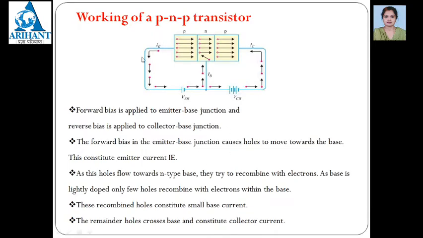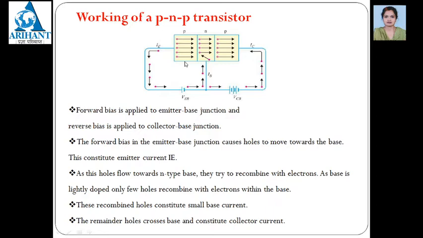Now similarly, if you see the working of the PNP transistor, in case of PNP transistor, P is connected to this positive supply, means it is again forward biased. Here P is connected to negative supply, means it is reverse biased. Means emitter to base junction is forward biased and base to collector junction is reverse biased. The forward bias in the emitter base junction causes holes to move towards the base and this constitutes the current IE.